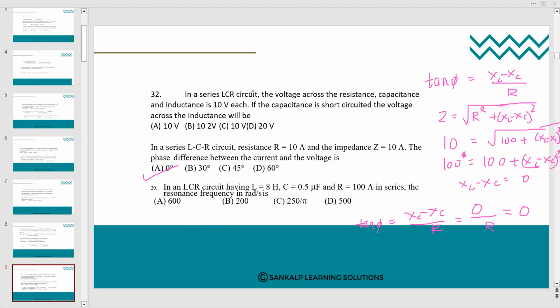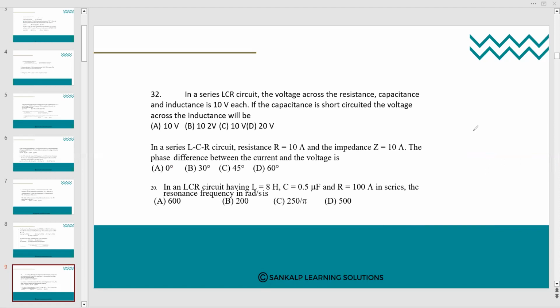So how to do this one? Okay. Here we need to calculate the resonance frequency. So resonance frequency, that is omega. That is omega is equal to 1 divided by under root of L into C. So therefore, omega is equal to 1 divided by under root of L, L value is 8, into C value, it is 0.5 into 10 raised to minus 6. L into C value.